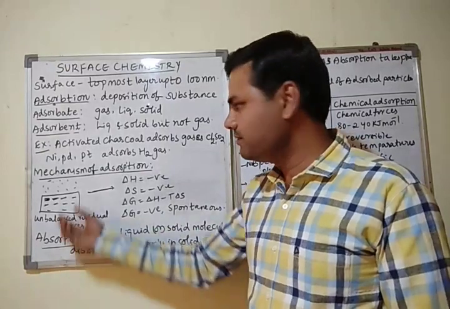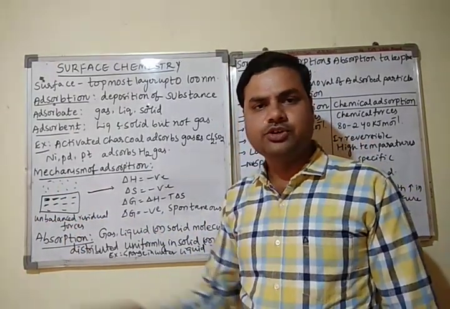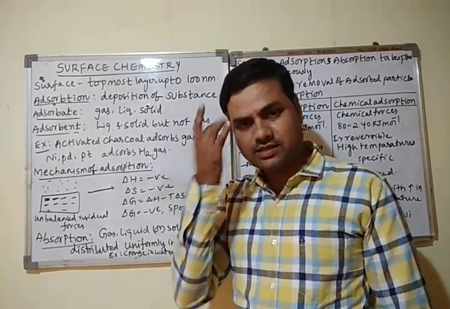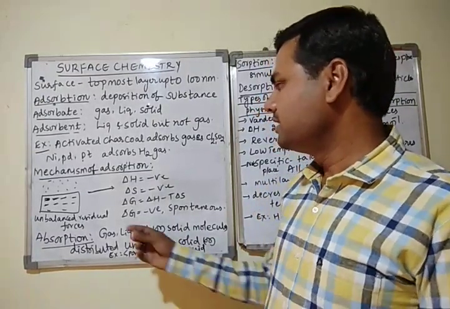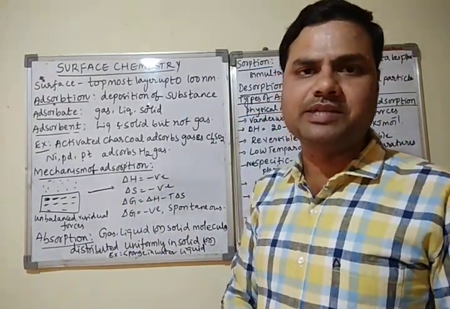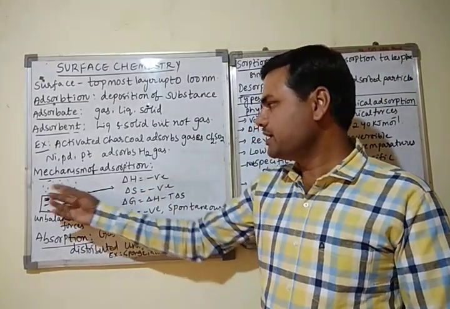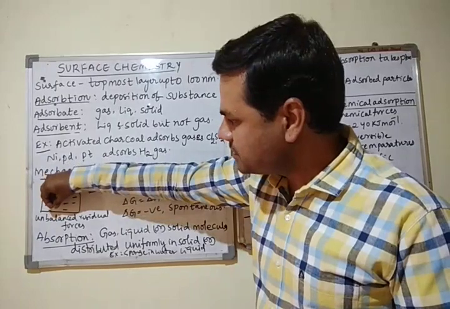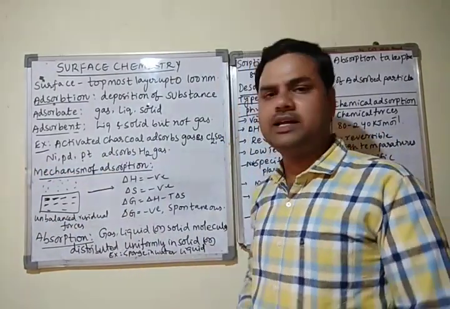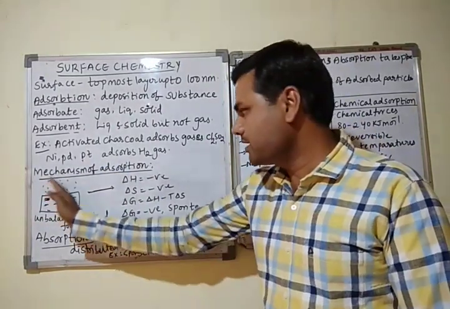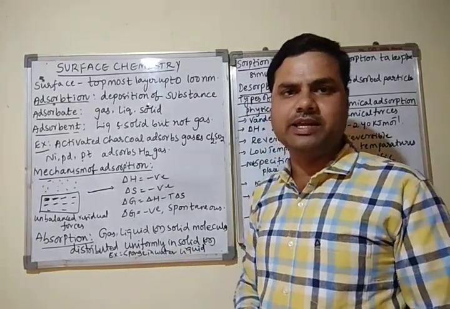Which force is developing when these particles are coming to the adsorbent? Unbalanced residual forces. Due to these unbalanced residual forces, the temperature will decrease. The decrease in temperature is nothing but the enthalpy of adsorption decreasing. Therefore, the enthalpy value becomes negative. And similarly, when the adsorbate particles are depositing on the surface of the adsorbent, they are depositing completely systematically. Therefore, disorderness will be decreased.